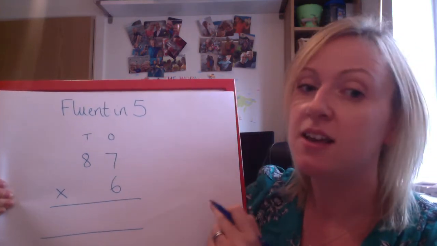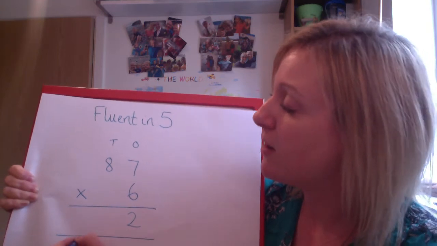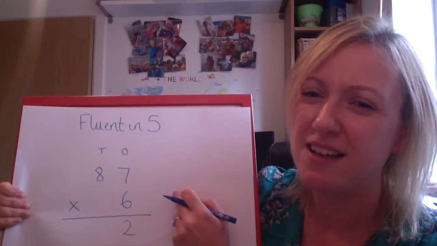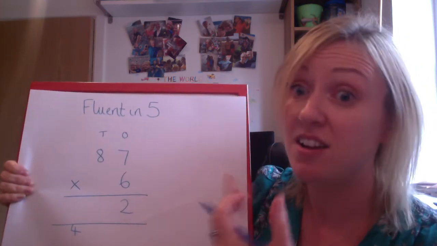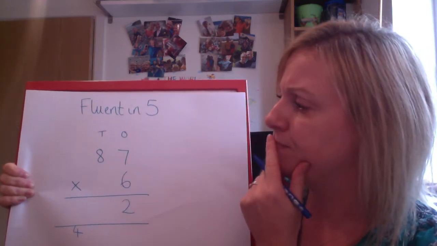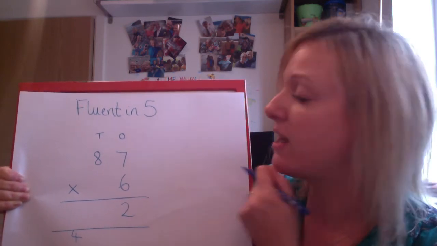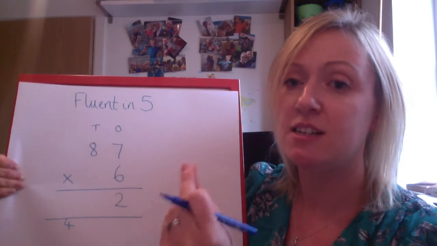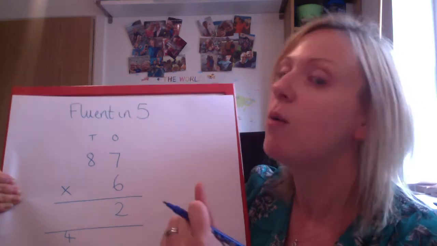7 times 6 is 42. So I'm going to write in my 2 and carry my 4. I know that because I know my square numbers. 7 times 7 is 49 and 7 less is 42. That's the only reason I know that. 8 times 6. 6 times 8, 8 times 6 are the same, whichever way around you look at it. And 6 times 8 to me has a bit of a rhythm. 6 times 8 is 48. People might be thinking I'm completely bonkers right now, but that's how I remember it.